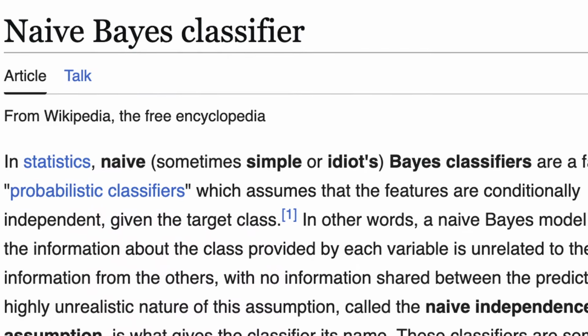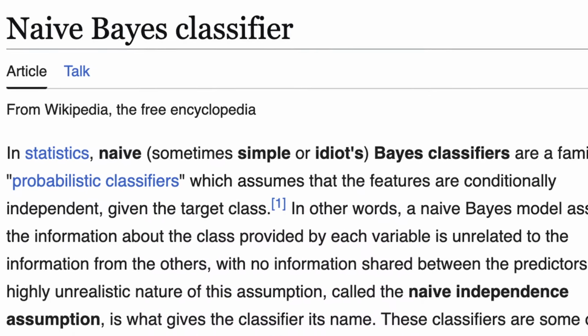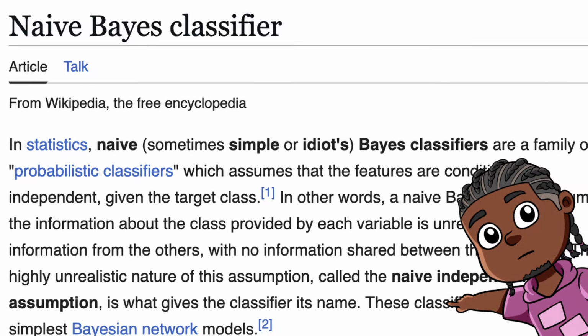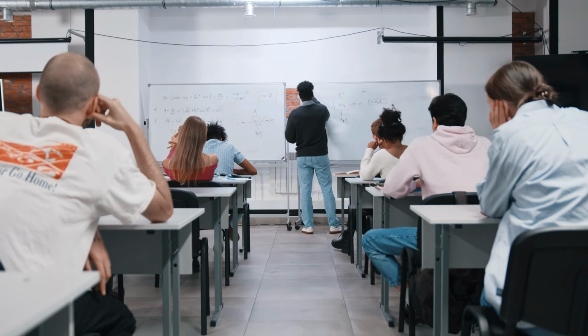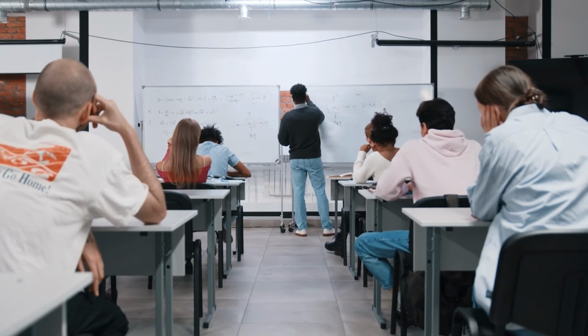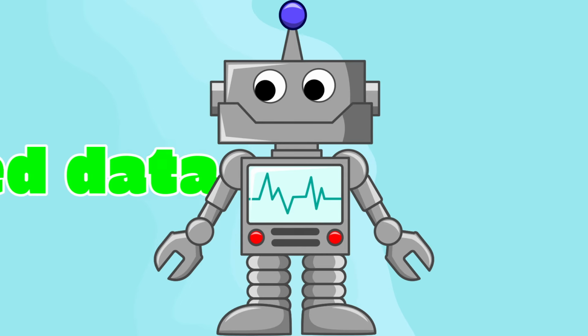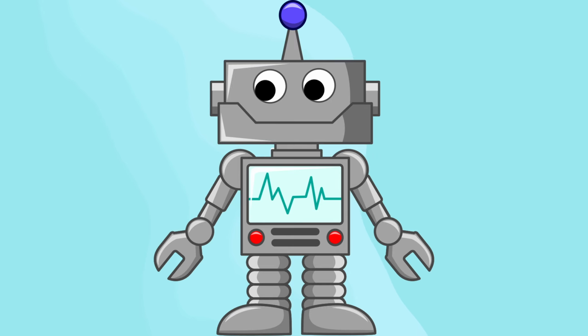This technique is sometimes jokingly called idiot's Bayes online because it makes a really dumb assumption, but it actually works pretty well in the grand scheme of things. Firstly though, what actually is naive Bayes? This is a form of machine learning known as supervised learning, meaning we have to supply labeled data to our model so it knows if the email it's looking at is actually spam or not.